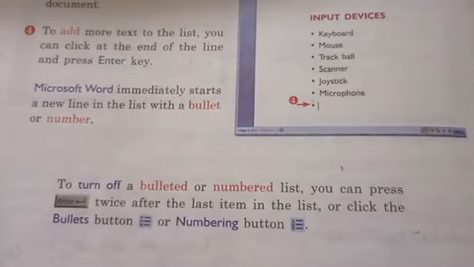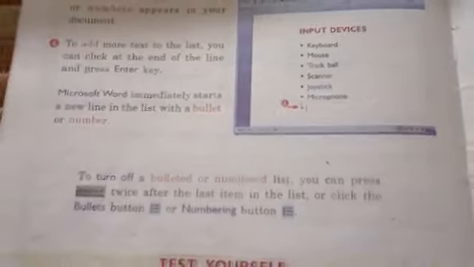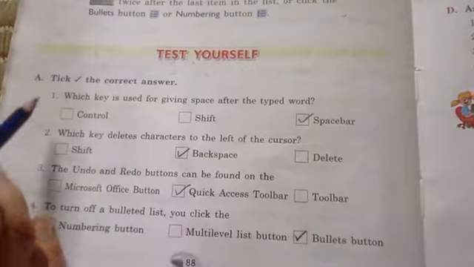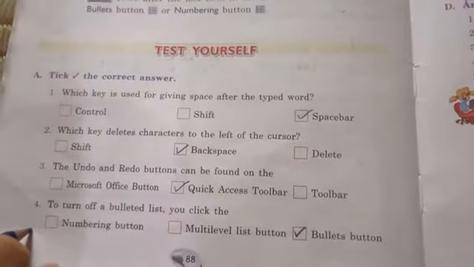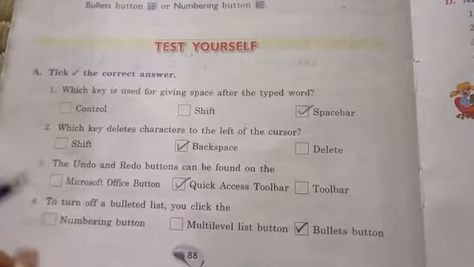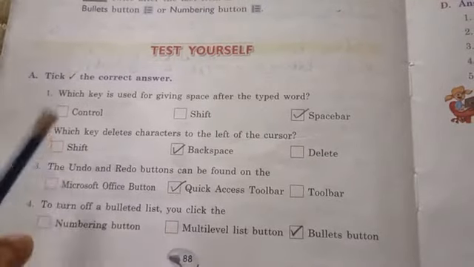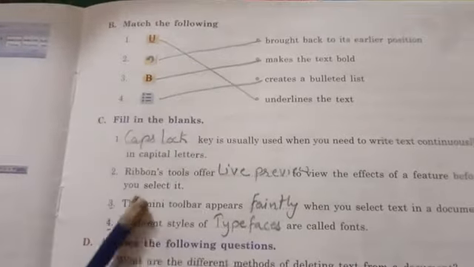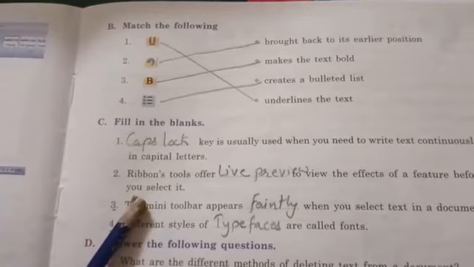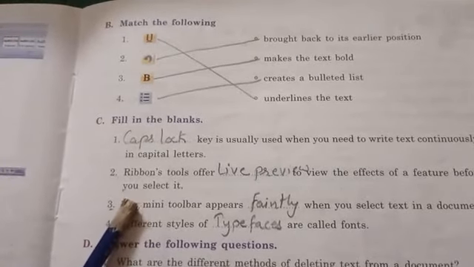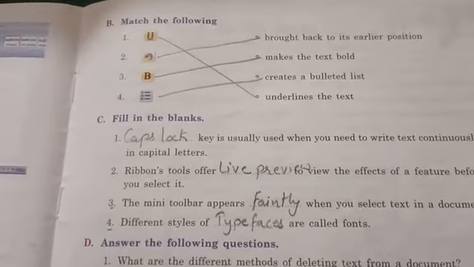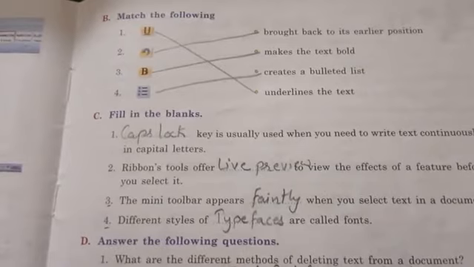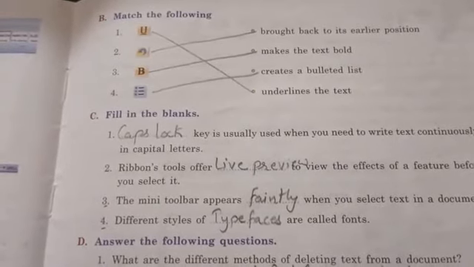Now students, your final exams are near, so this time you have to do these question answers, I mean the exercise questions, in your fair notebook and then learn. Tick right, match the following, and fill in the blanks you have to do in your fair notebook. Your final exams are near, we have already done this, so write in your notebook and then learn. Questions also you have to learn and write.